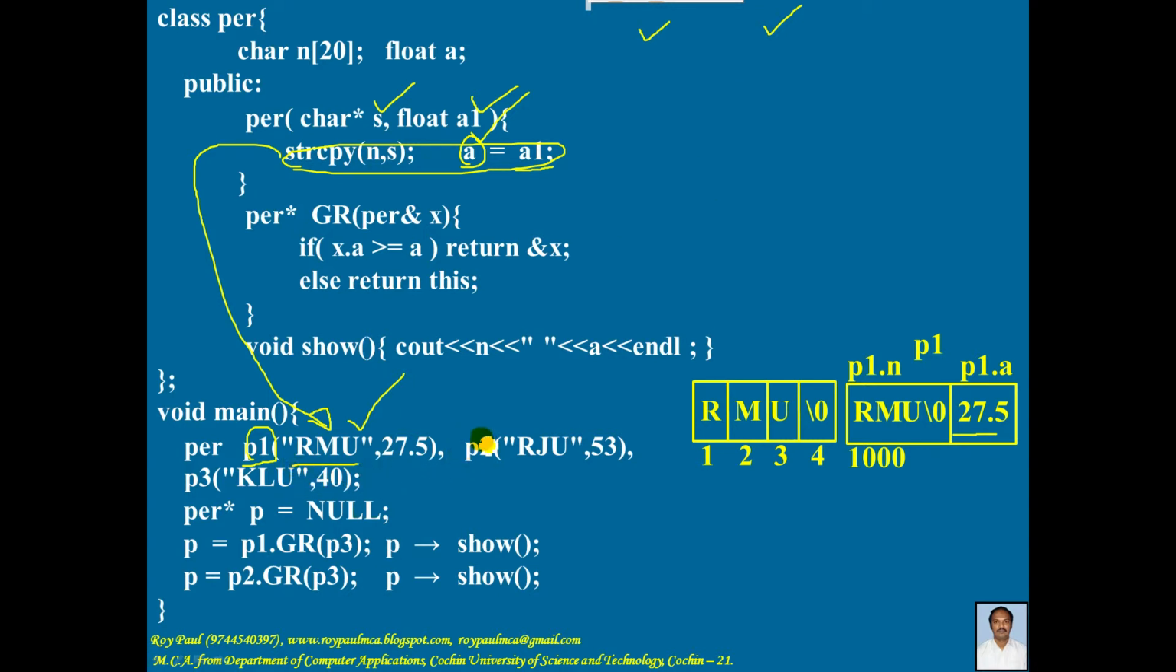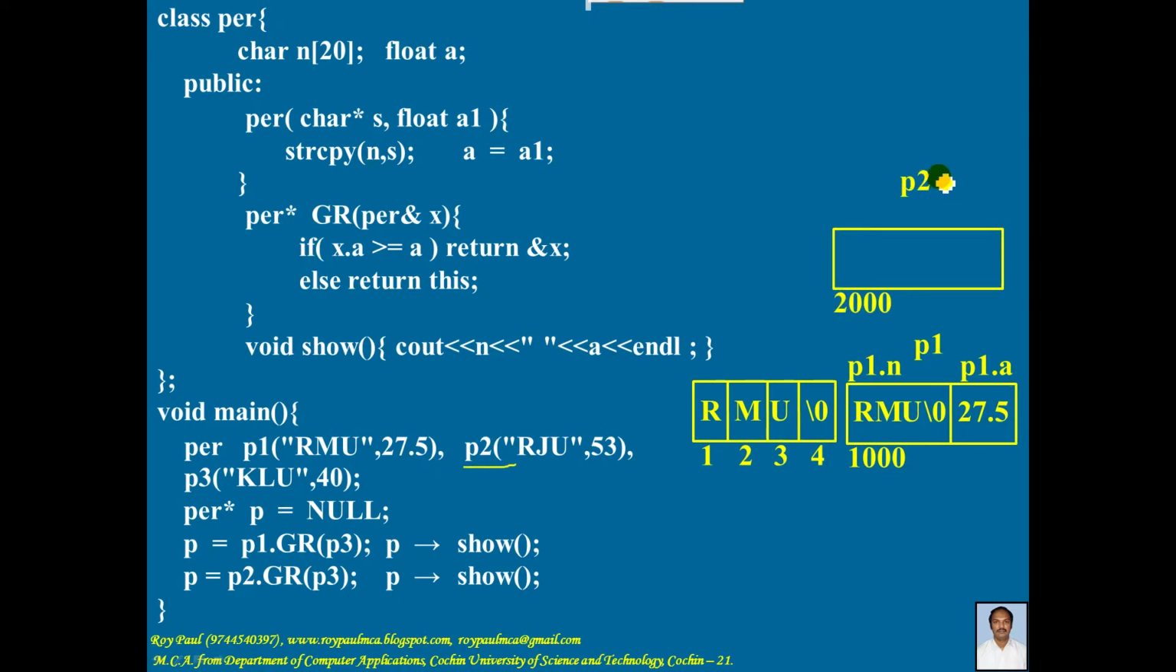Now after this, P2, another object of the class. If an object is encountered, two things. First, memory should be allocated for P2: name, content, and some address. The content area is divided into two parts because this class consists of two data members, N and A. So divided into two parts: the first one P2.N, the second one P2.A. So here allocation of memory is done. After that, the corresponding constructor, a two argument constructor, is called.